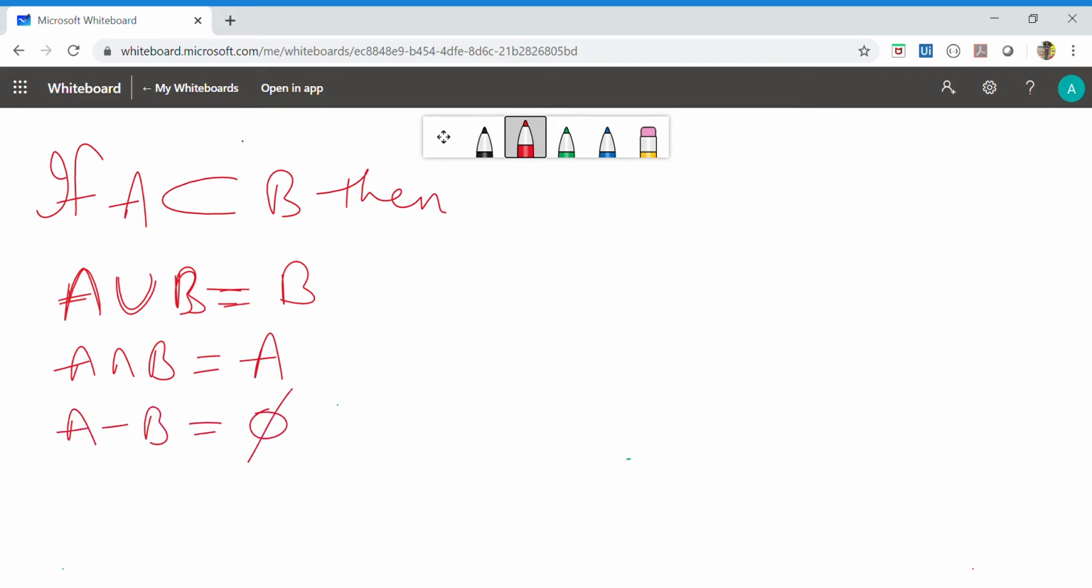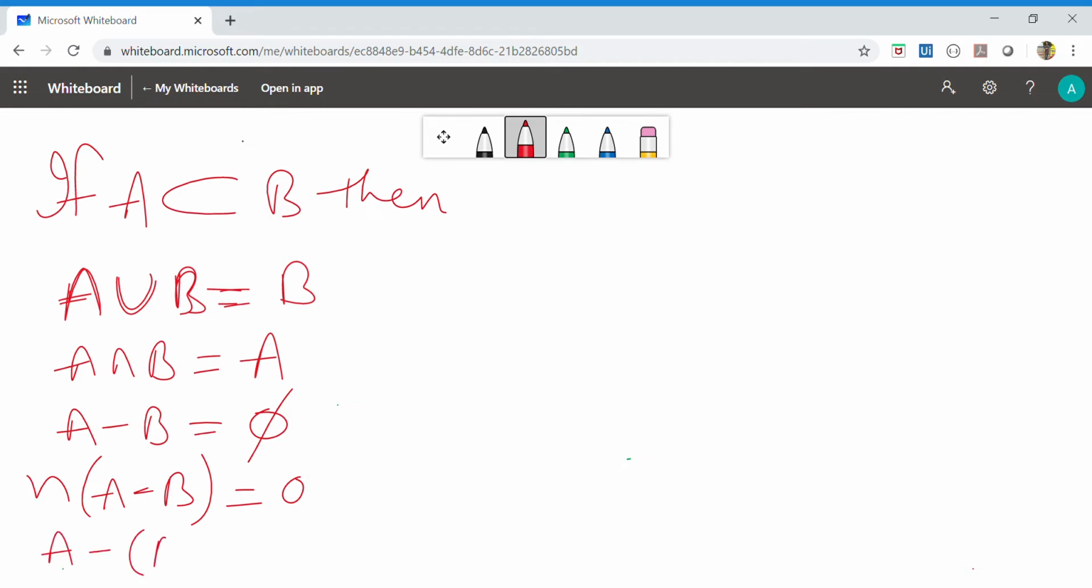Null set. Very good. It is null set because A is a subset of B. A minus B means every element of A can be cancelled because it is there in B. So what is A minus B? Null set. Then n of A minus B, what does it become? The cardinality of the null set is 0.